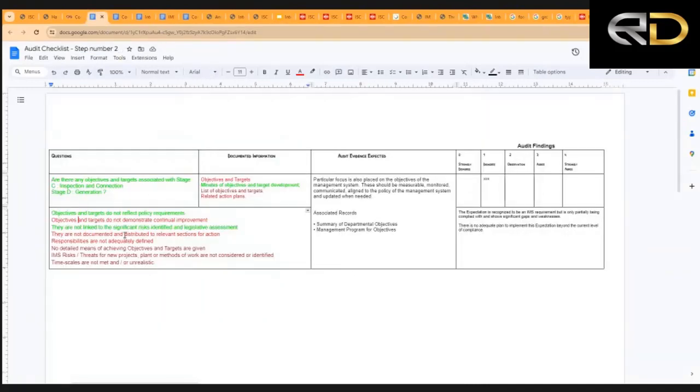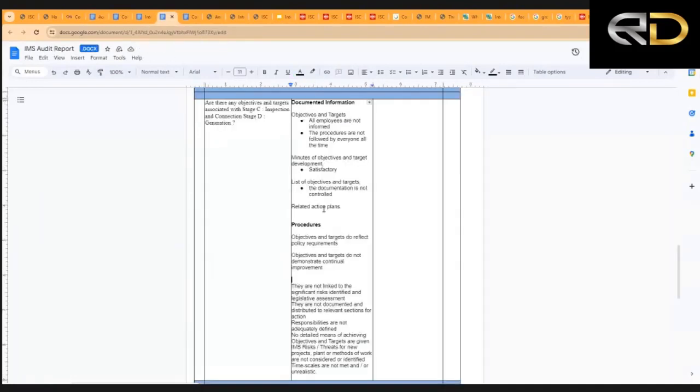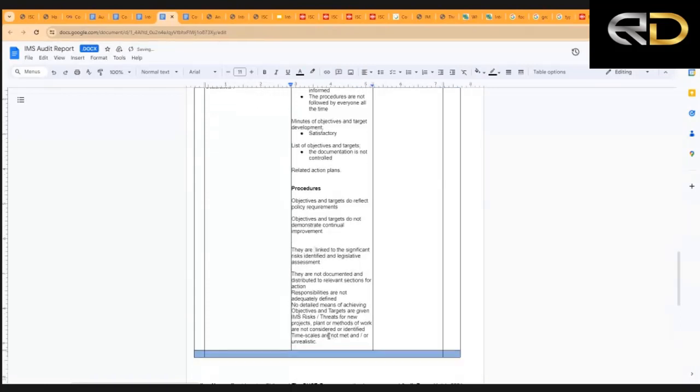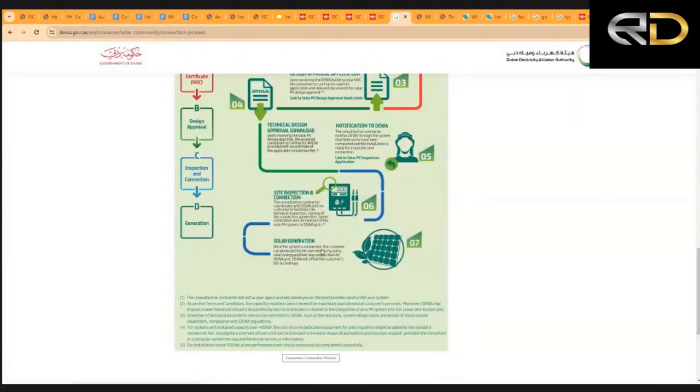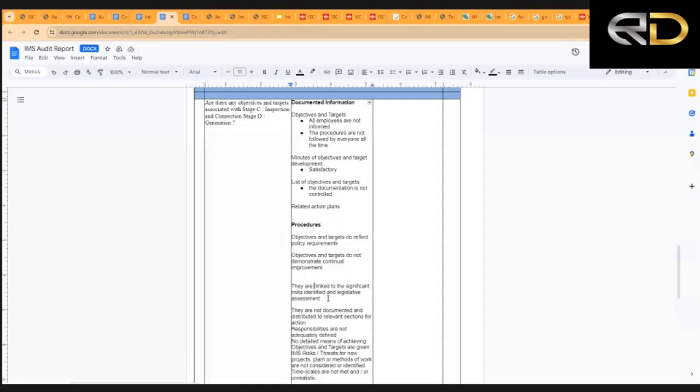If it was green, like the third one, I'm just going to say they are linked to objectives, like that. You understand what is happening here? An audit report has to be as simple as possible so that the people who are working in that area where you conducted an audit can immediately see what to do and where it needs to be improved. If you tell them that your objectives reflect policy requirements, they do not demonstrate continual improvement, they are linked to, this is now going to give them a clearer picture of what needs to be done and what to keep on doing.